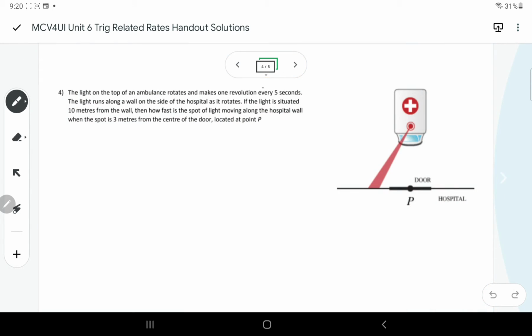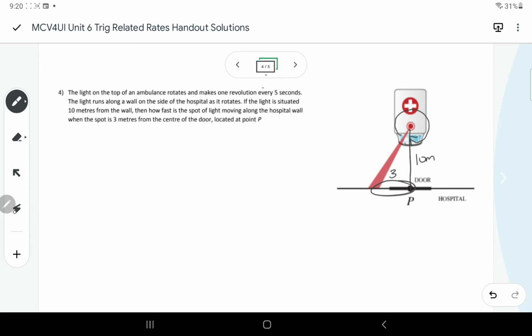Number 4, here we have the light on top of an ambulance is rotating. So it's moving kind of in a circle, and it's going along the wall of a hospital as it rotates. So if the light is situated 10 meters from the wall, so that's going to be 10 meters, how fast is the spot of light moving along the hospital wall when the spot is 3 meters from the center of the door? So like 3 there.